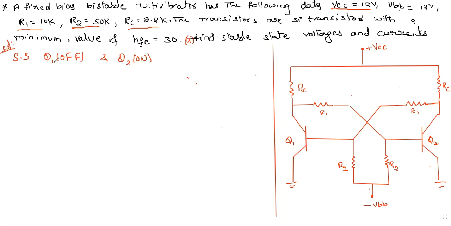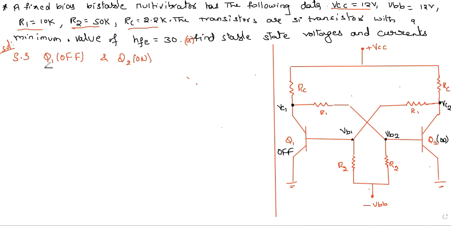So when I say Q1 off, Q2 on, that means this transistor is in on state. Now assume the voltage over here is VC1, the voltage over here is VC2, the voltage over here is VB1 and the voltage over here is VB2. Clear. Now as I said, Q1 is off.